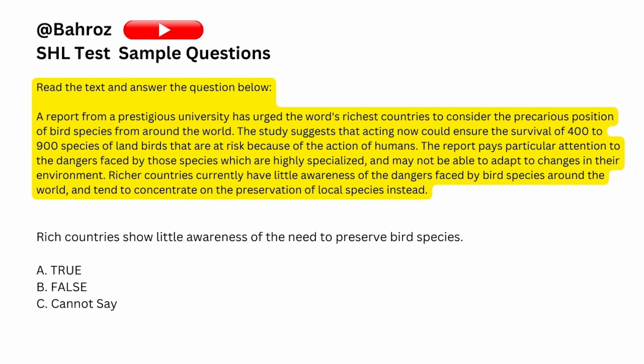Richer countries currently have little awareness of the dangers faced by bird species around the world and tend to concentrate on the preservation of local species instead. Rich countries show little awareness of the need to preserve bird species.